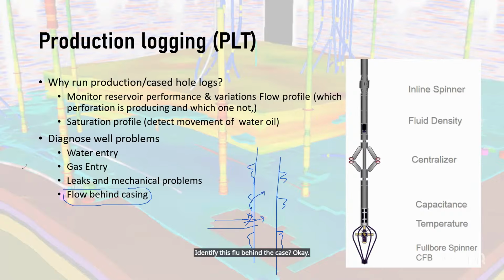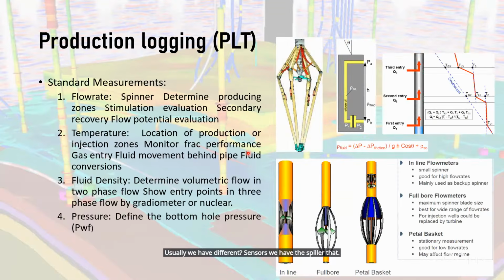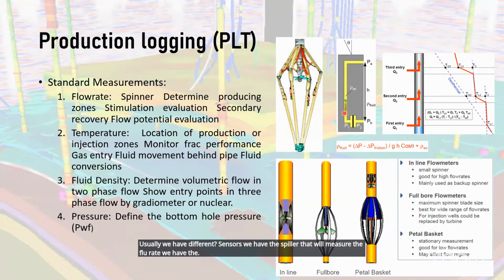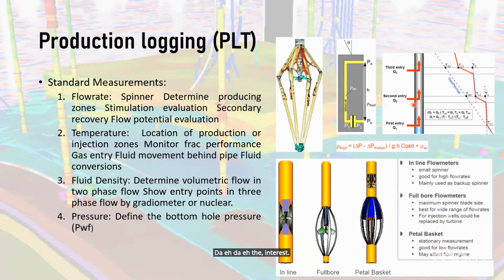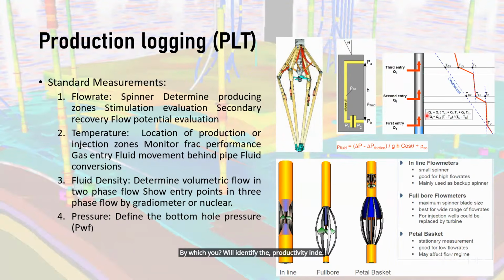The sensors that we have in the PLT, usually we have different sensors. We have the spinner that will measure the flow rate. We have the manometer that will measure the density. We have the temperature also, which will identify the entries of the fluids. It will identify also the flow behind the casing. We have also the pressure. The pressure will help you to know the pressure inside the wellbore, by which you will identify the productivity index for each interval.